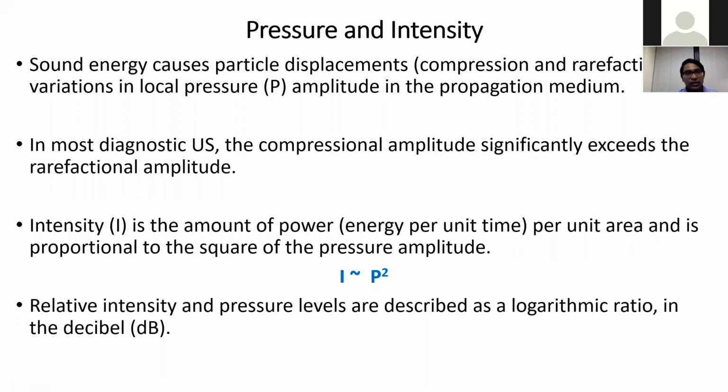Typically, as I mentioned earlier, the compressional pressure is higher than the rarefactional pressure. It's very atypical for us to have high rarefactional pressure in ultrasound. And the unit for intensity and pressure are both dB. The reason we use the logarithmic ratio is to reduce the dynamic range in which we measure these values.